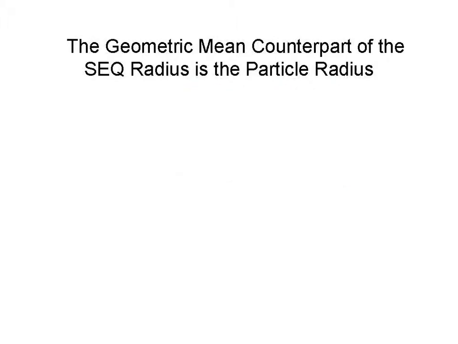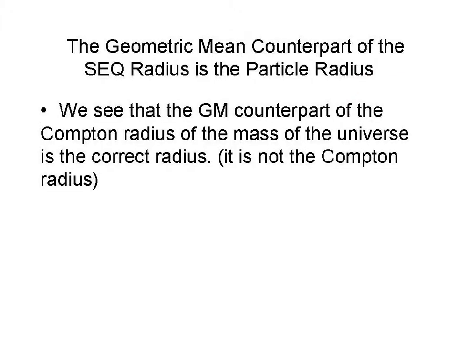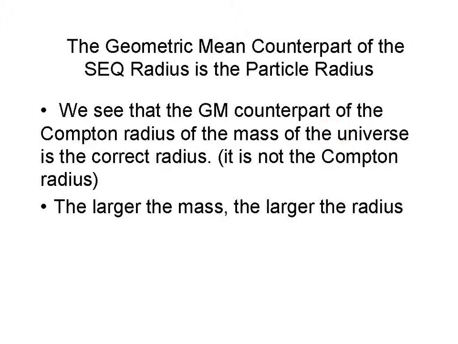So we're going to make the claim that it's not the Compton radius that's the particle radius, but it's the geometric mean counterpart of the SEQ radius that is the particle radius. And we just saw that it was the geometric mean counterpart of the Compton radius of the mass of the universe that was the correct radius for the observable universe. And it makes sense logically. We find that the larger the mass, the larger the radius.